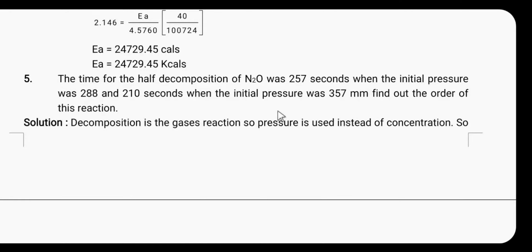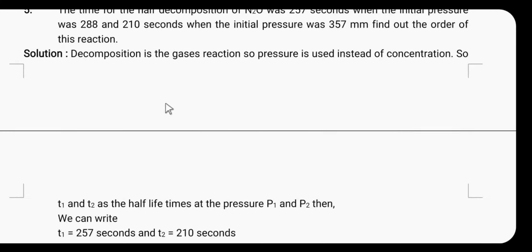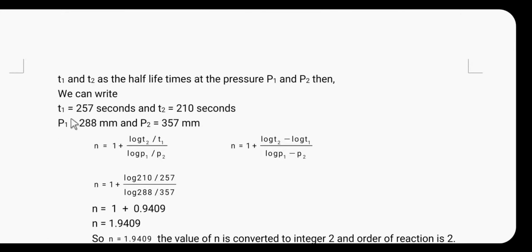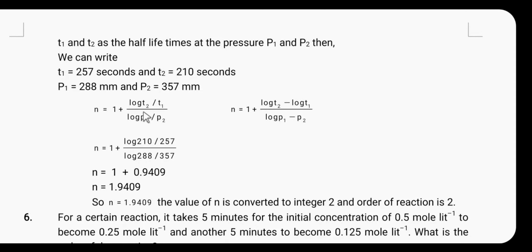Here the two pressures are given, 288 millimeter and 357 millimeter. The times are given, 257 seconds and 210 seconds. Here t1 and t2 are the half-life times, and the pressures are P1 and P2. So t1 is 257 seconds, t2 is 210 seconds, P1 is equal to 288 millimeter and P2 is equal to 357 millimeter. Already we have derived this formula.